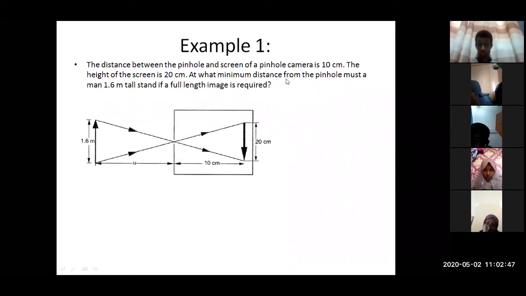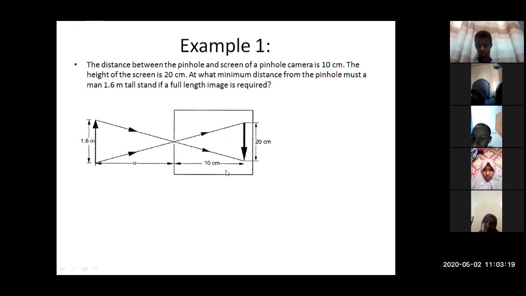Then at what minimum distance from the pinhole must a man 1.6 meters tall stand? At what distance from the pinhole must a man? A man is an object. So that's asking for the object distance. And the height of the man has been given. So you can see these measurements. Some are in centimeters, others are in meters. So it's good for you to convert all of them to be in one unit. You either convert all of them to be in meters or convert all of them to be in centimeters.